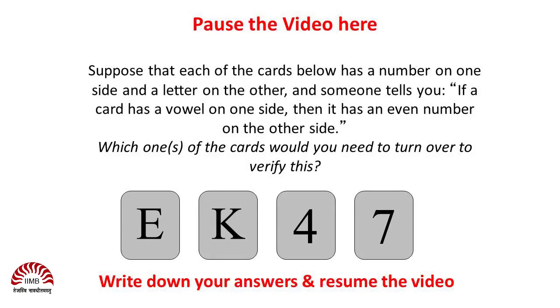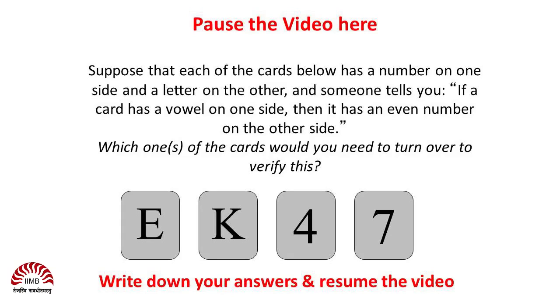So what were your answers? Did you pick E, K, 4, 7? Which ones did you pick? If you picked E, then you're among the majority of people who do pick E. The reason E gets picked very easily is because it gives us a chance to confirm the hypothesis as well as a chance to disconfirm the hypothesis. Most people don't pick K. A lot of people pick the card 4. So if you picked 4, you're again among the majority. And 4 gives us an opportunity to confirm the hypothesis.